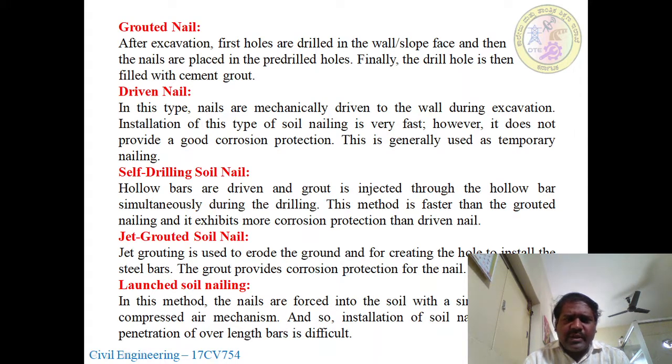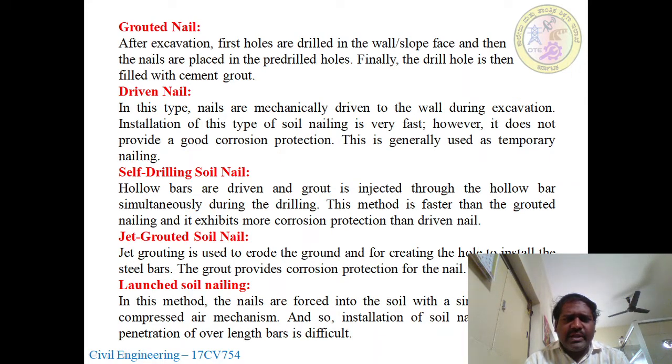Jet grouted soil nailing. Jet grouting is used to erode the ground and create the hole to install the steel bars. The grout provides corrosion protection for the nail also. It is the same as the self-drilling soil nails.